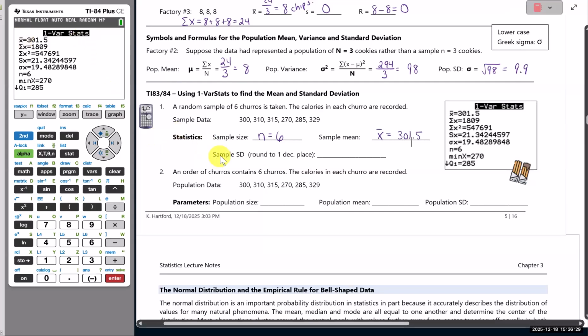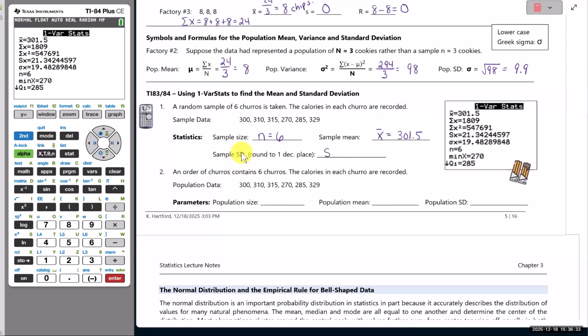And then it's a sample, so the sample standard deviation symbol is s. You will see s on your calculator. It has an x next to it, but we generally don't write x, it's the variable. So you can just say s, and then we're going to round to 1 decimal place. That'll be 21.3.